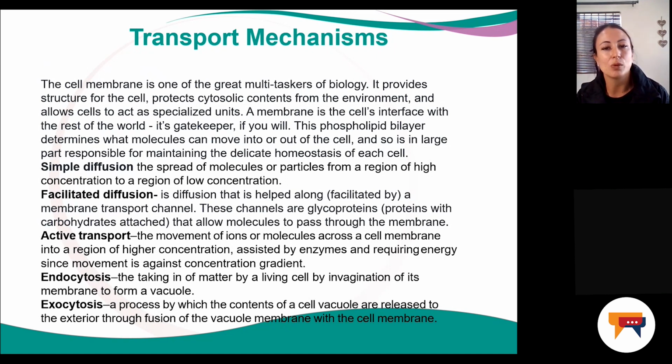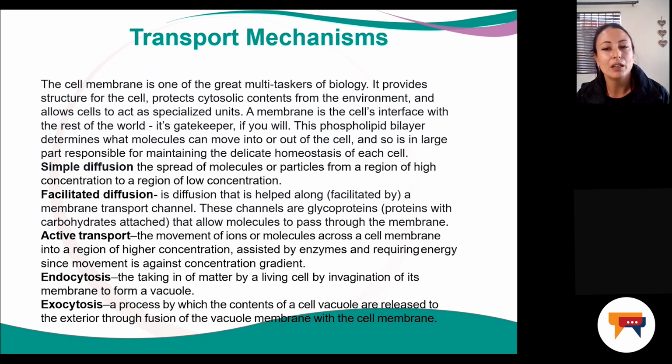So the cell membrane is one of the great multitaskers of biology. Not only does it protect the cell, it provides the structure for the cell, protects cytosolic contents from the environment, and it allows the cells to act as specialized units.